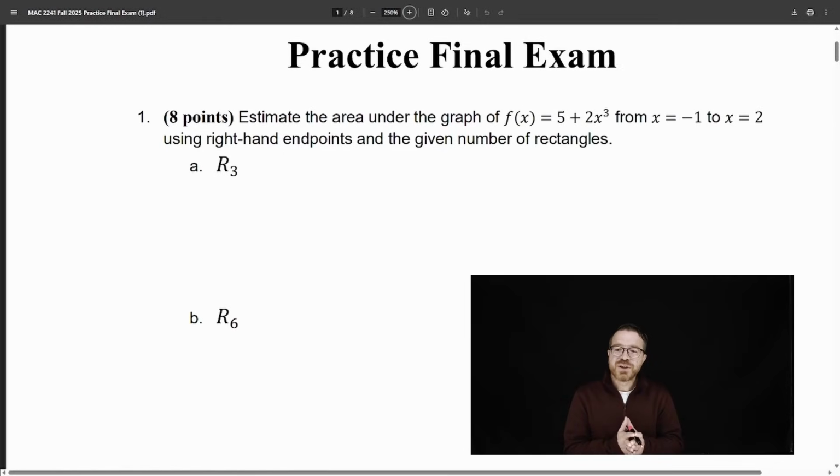So let's jump right into our final exam review that we did in class, but also now that you can follow this. The first question says, estimate the area under the graph of f of x equals 5 plus 2x cubed from x equals -1 to x equals 2, using the right-hand endpoints and the given number of rectangles.